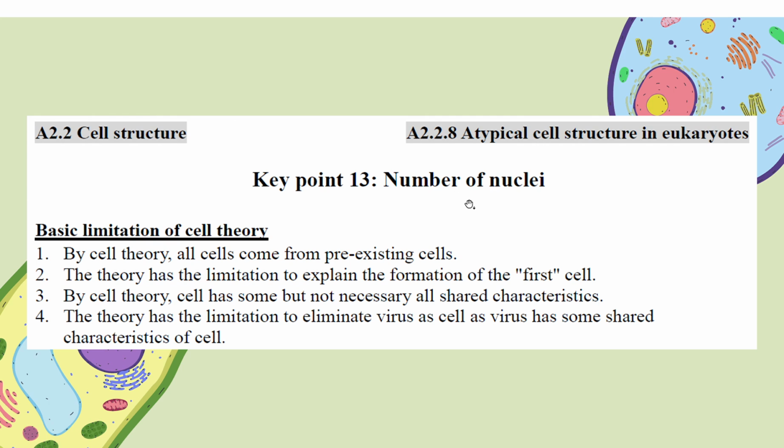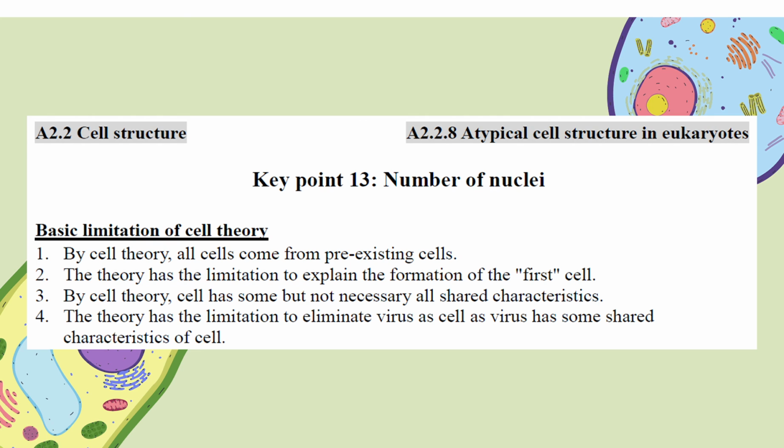And number of nuclei. Basic limitation of the cell theory. In cell theory, all cells come from pre-existing cells, right? But the theory does not talk about the formation of the first cell. We are looking for it. And also, the cell theory has some, but not necessarily all, shared characteristics. So every theory has limitations. Sometimes the theory has to exclude viruses as cells, as viruses have some shared characteristics of cells also, but not all. So it is hard. There's a limitation for cell theory.